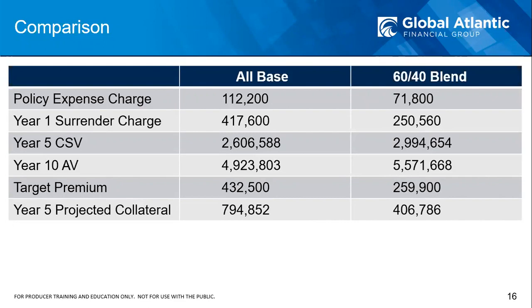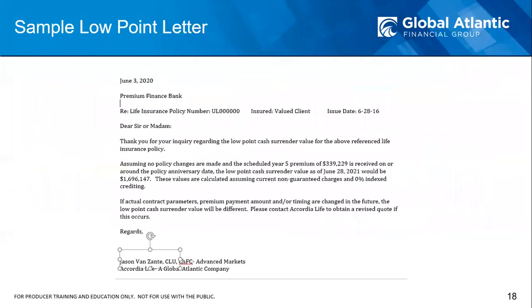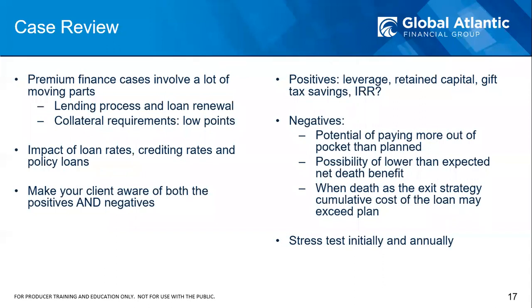The last column is the projected collateral. In year 5, with all base, the outside collateral requirement is $794,000, and by utilizing a term blend, it's only $406,000. So that's a significant amount, right? Depending on the situation of your client, an extra $300 and some thousand dollars that they can save on collateral is probably a big deal. So that kind of does it with the case study there for term blend.